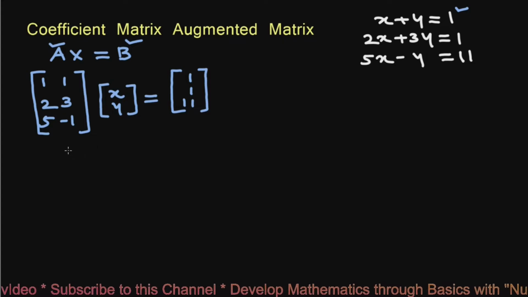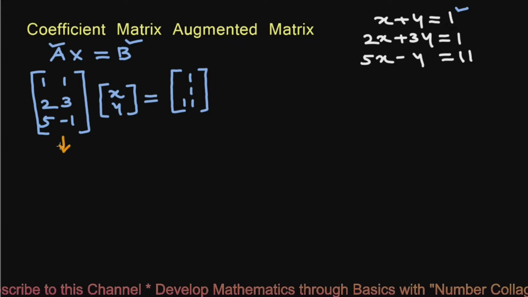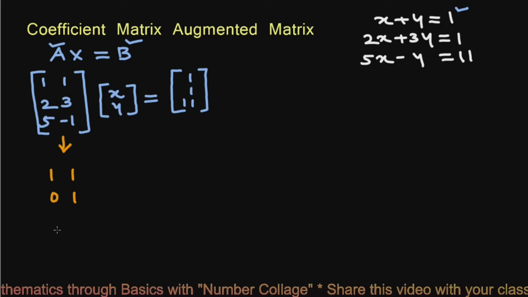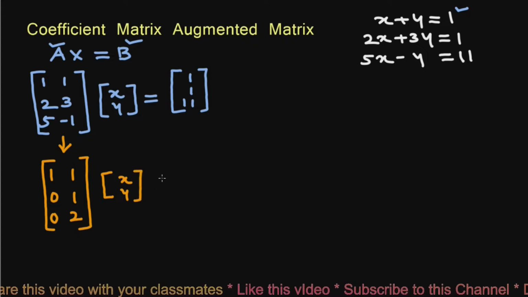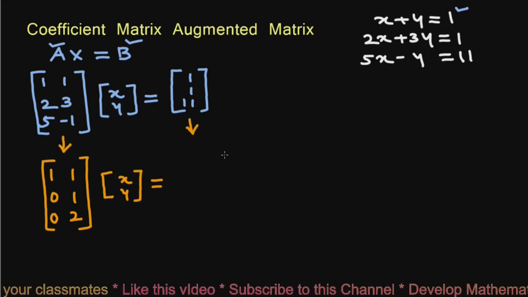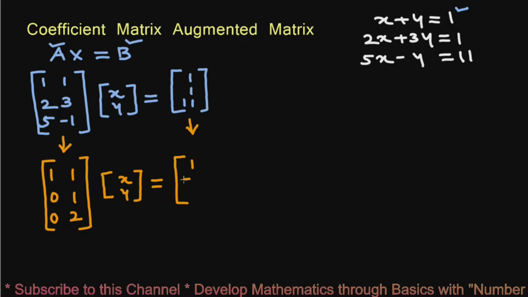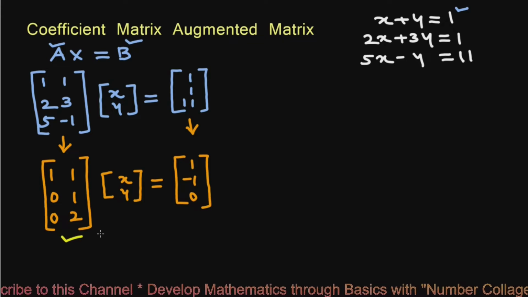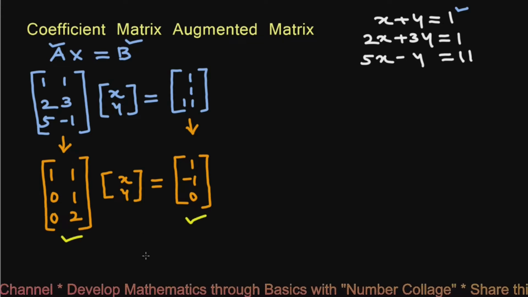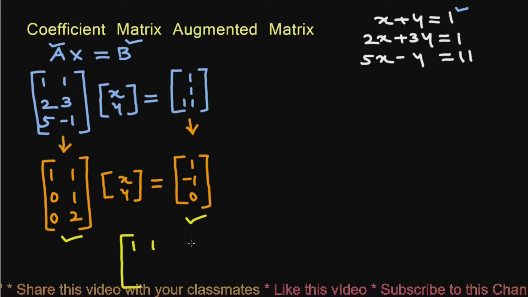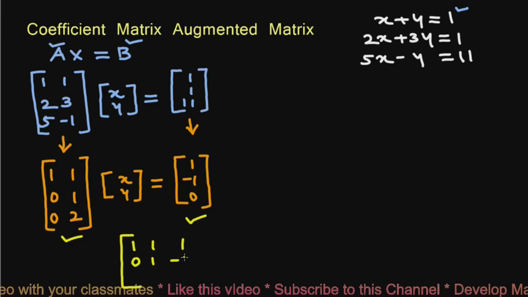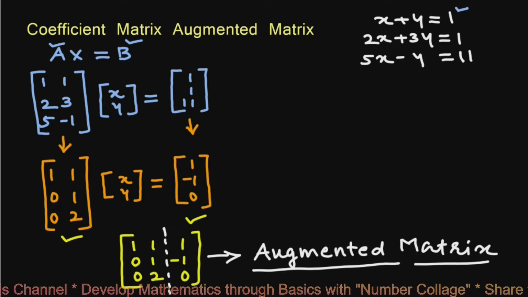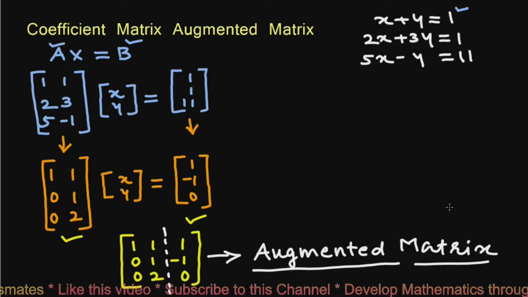Suppose by row transformations we converted this coefficient matrix into a row echelon form as [1 1; 0 1; 0 0], and performing similar operations on this constant matrix, we got the matrix [1 -1 0]. Then the matrix containing the elements of the coefficient matrix and the matrix of the constants, which we write like this: [1 1 1; 0 1 -1; 0 2 0], is known as the augmented matrix, and we denote this augmented matrix as (A, B).